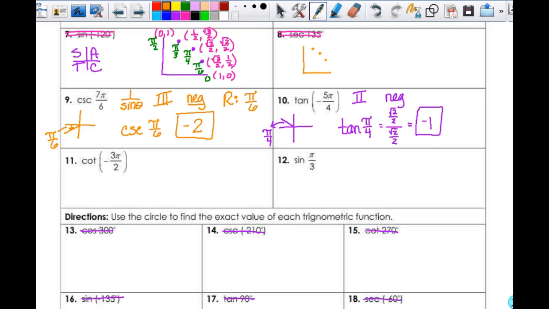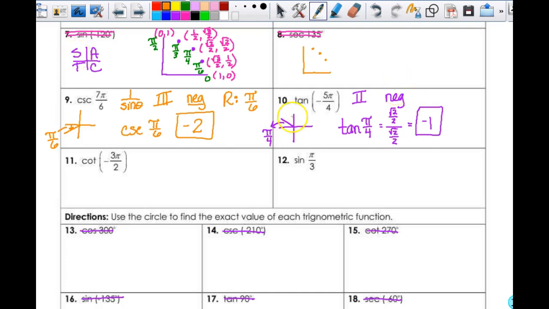So let me just talk you through number 10 again. -5 pi fourths, right? So I'm starting here, I'm going to go clockwise. So 4 pi fourths gets me to pi, so another pi fourths gets me up here in the second quadrant, right? I'm looking for the tangent. Well, in the second quadrant, tangent is negative, because sine and cosecant are the only things that are positive. You with me? That's why I wrote down negative.